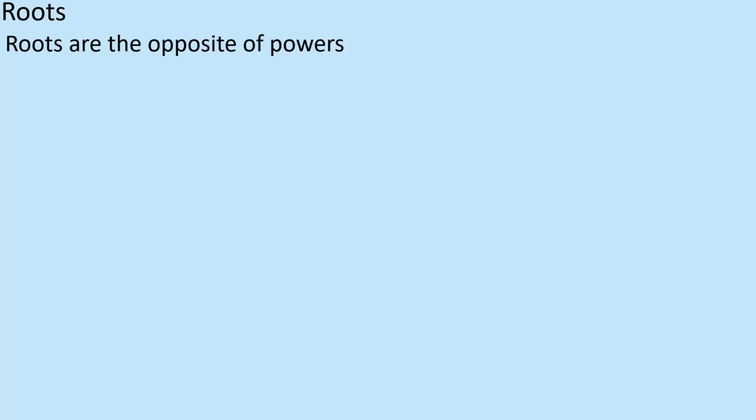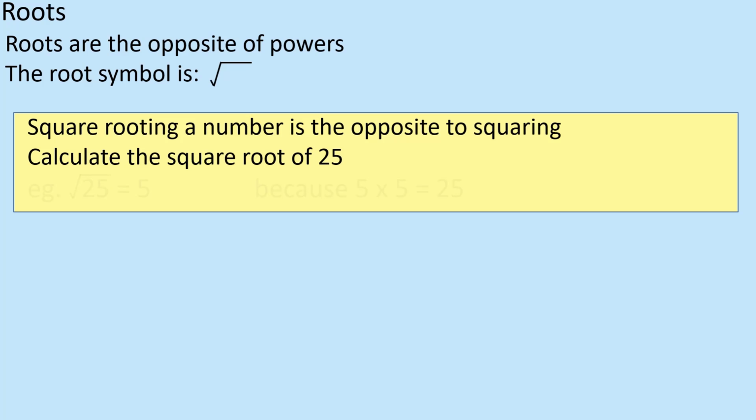Roots are the opposite of powers, it's just working back the other way. So that tends to be the symbol of a square root, essentially, and of course, from there, if you need to add an additional number to a cube root or higher, then you'd literally put a little number on top of it, all right? So the square root of 25, root 25, equals 5, because 5 times 5 is 25. So it's working backwards.